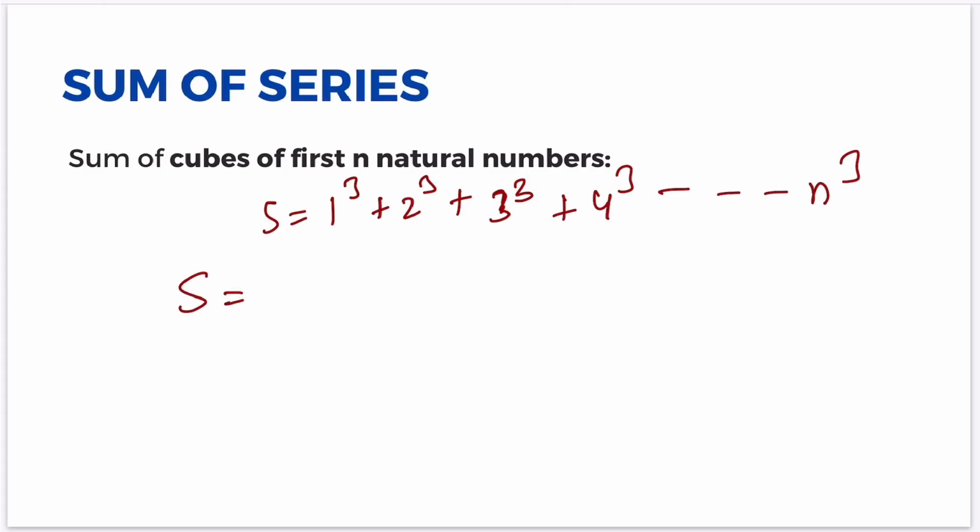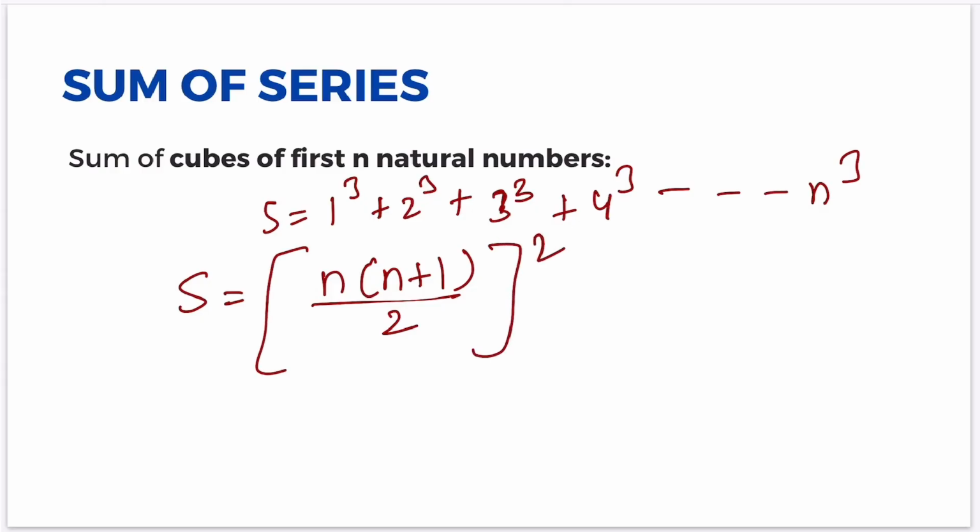The sum of such a series is, just remember this formula, n into n plus 1 by 2. This is the sum of first n natural numbers. Just do a big total square of it. n into n plus 1 by 2, and the complete square of this is going to be the formula for the sum of cubes of the first n natural numbers. I hope it is clear.